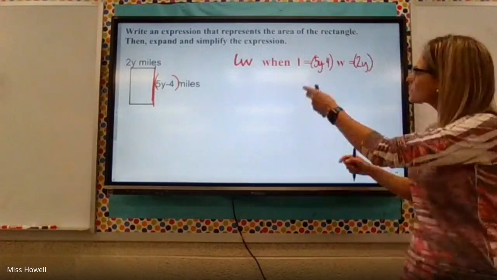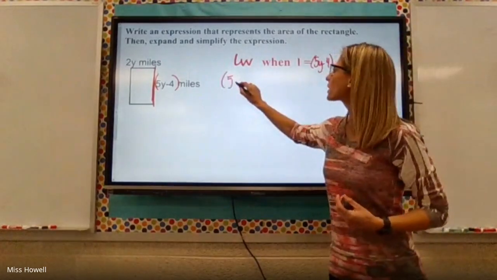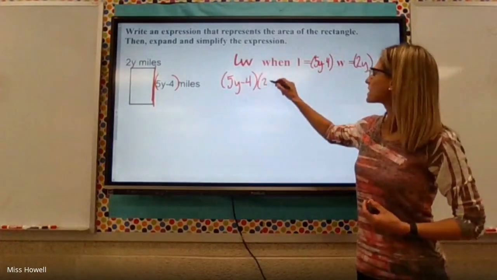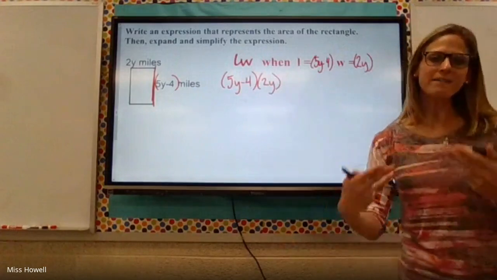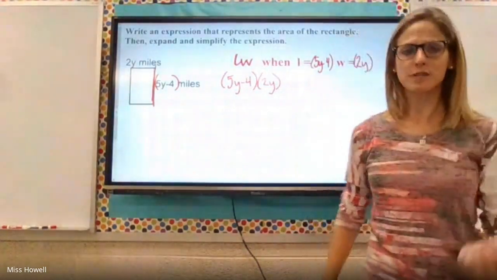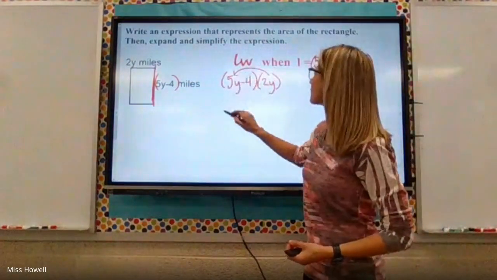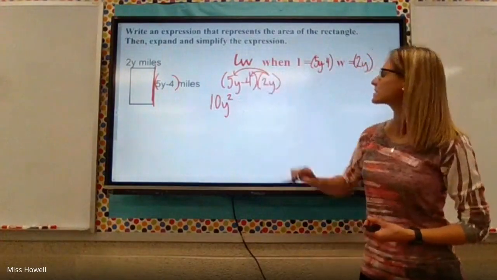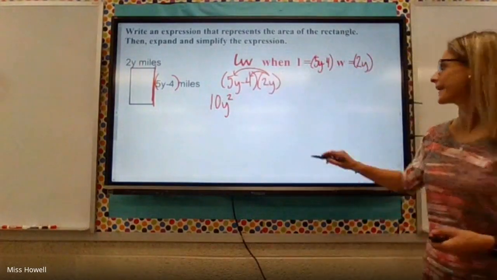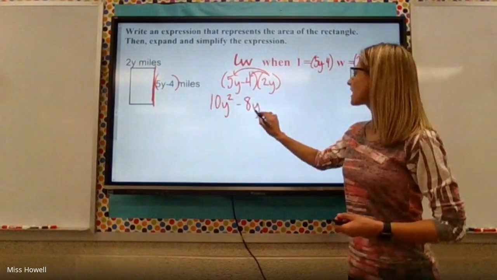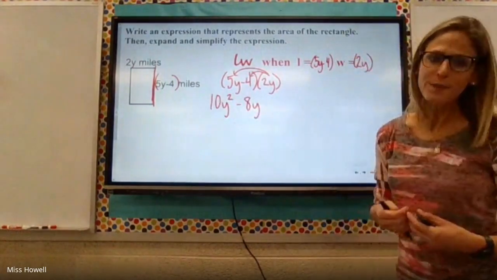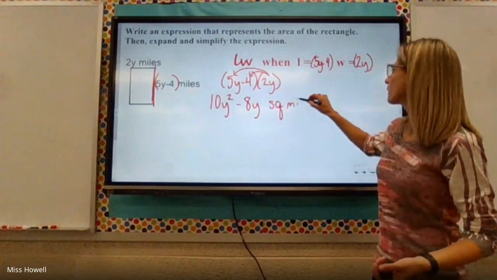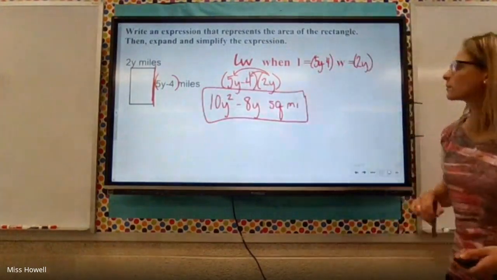All right, L is out. 5y minus 4 goes in its place. W is out. 2y goes in its place. And then we want to write the simplified version, which means we're going to expand using the distributive property. So 2y times 5y would give us a 10y to the second power. And 2y times negative 4 would just give us a negative 8y. These are not like terms, so please don't try to go further. And it's area, so we should have units or labels that are square units, in this case square miles. Good, final, box it in.